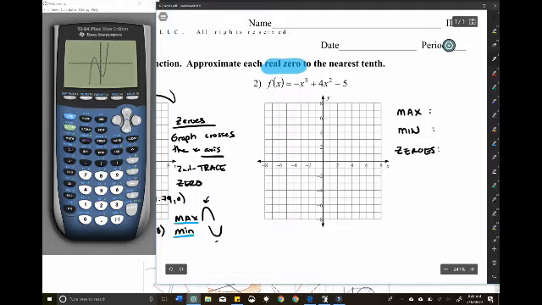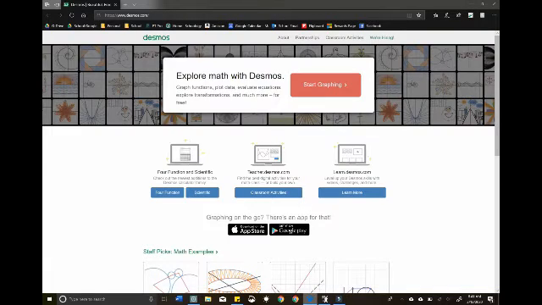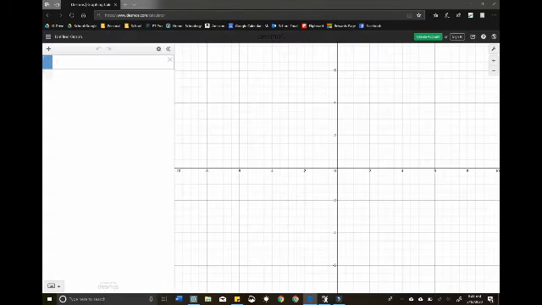So this time, let's go to Desmos.com. Okay, www.desmos.com. Here's what it will look like. Explore math with Desmos. And you just hit start graphing. It's going to do some funky things for you.